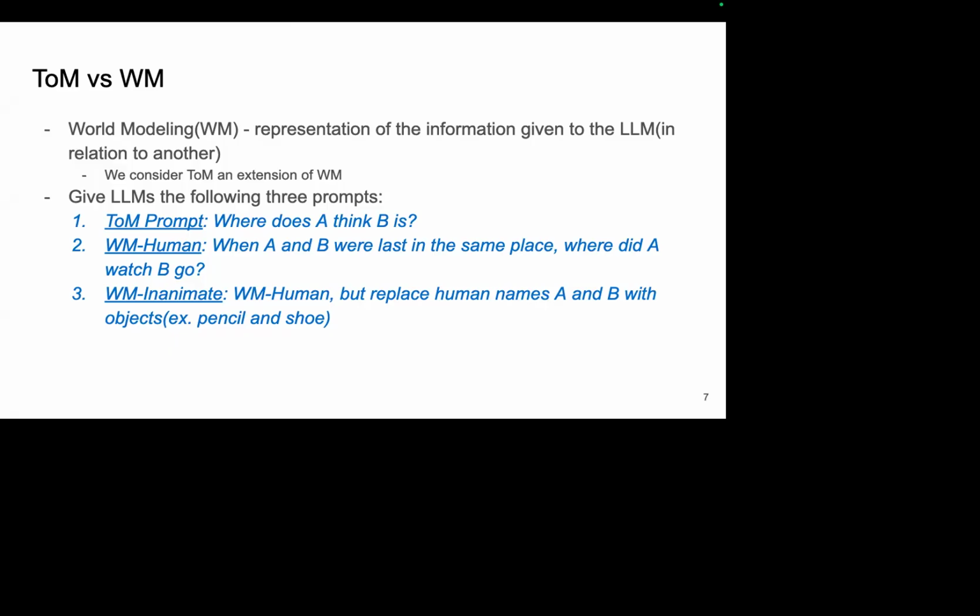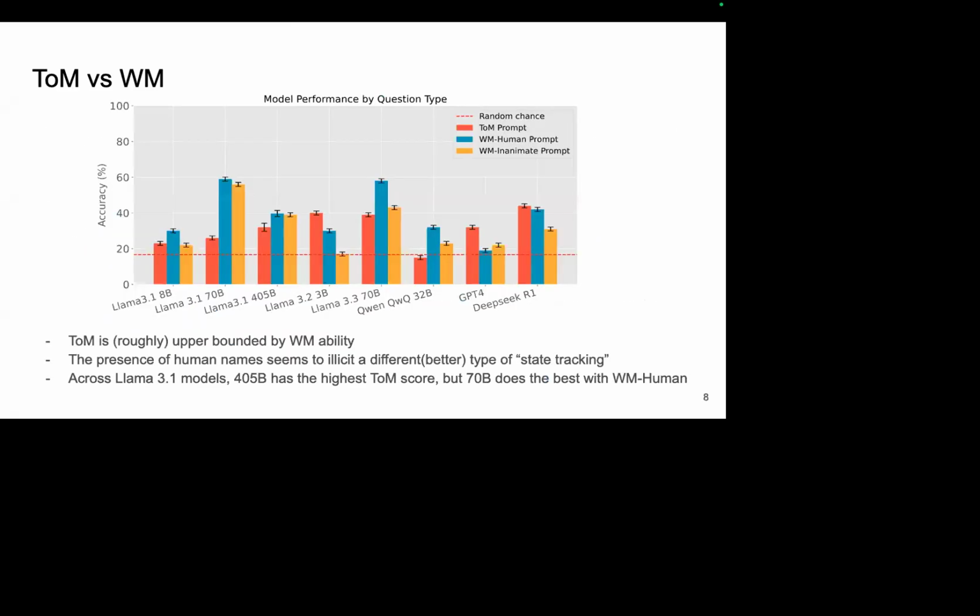And then we take that a step further by replacing all of the human names and occurrences of humans with inanimate objects and comparing the world modeling ability when humans are present to when it's something inanimate instead, like a pencil or shoe or something like that. Interestingly, we find that theory of mind is actually a pretty good rough upper bound of world modeling ability. There are actually a few exceptions, but most models that do poorly in theory of mind also do poorly in world modeling. It seems that world modeling ability over humans is actually a pretty good indicator of theory of mind performance.